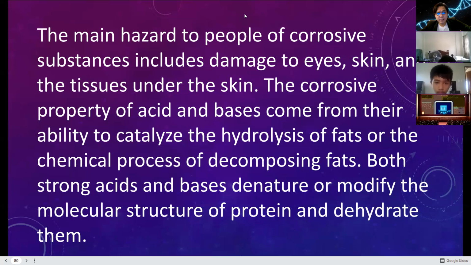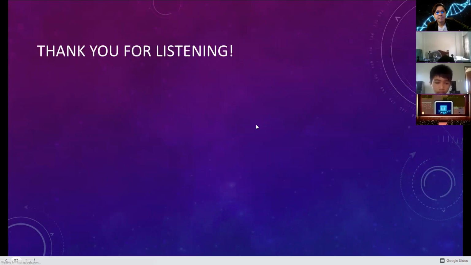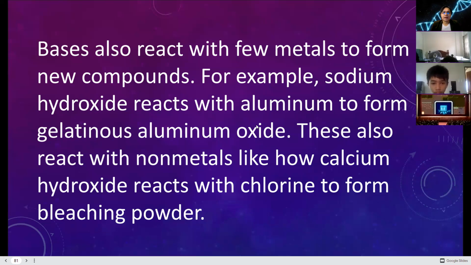That is why you need to be extra careful in handling those harmful substances. Bases also react with a few metals to form new compounds. For example, sodium hydroxide reacts with aluminum to form gelatinous aluminum oxide. Bases also react with non-metals, like how calcium hydroxide reacts with chlorine to form bleaching powder. So those are a few. I might give you a lot more examples in your higher years, but as of the moment, these are just the few examples that I can share with you.